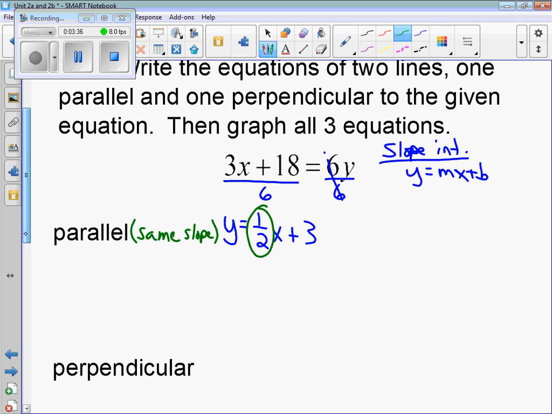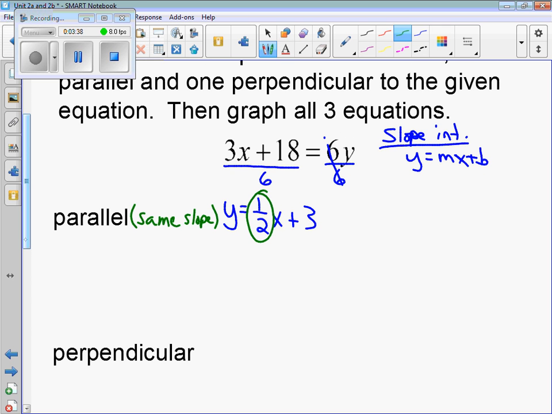So really all you need is y equals that same slope, and then any number you want. I put a different number than 3, so you can put plus 5, plus 7, 10, negative 5, negative 3, 0, doesn't matter.